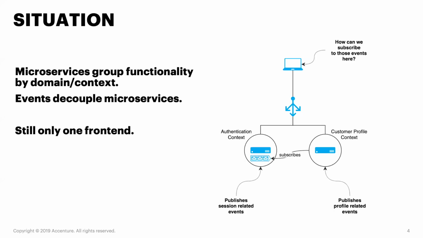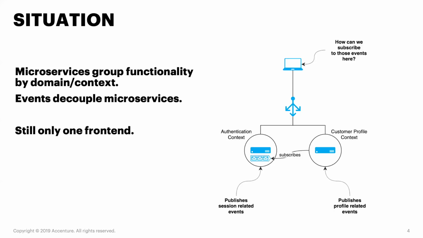As an example, this picture shows two microservices that implement an authentication context and a customer profile context. The customer profile service deals with customer profiles, but not with login sessions, for example. Let's say the customer profile service would like to use session statistics to enrich its customer profile data. In order to gather those statistics, the service could subscribe to session-related events published by the authentication service. On the backend, this makes the microservices, as well as the implementing teams, loosely coupled.